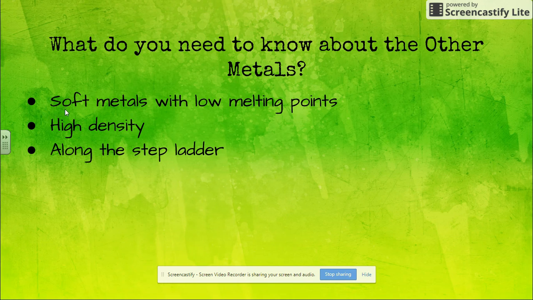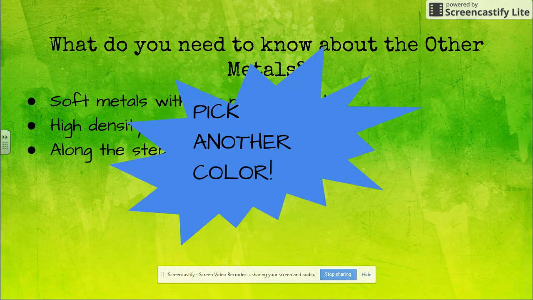So, like I was saying, other metals have low melting points, a high density, and they can be found kind of along that step ladder. So pause the video, take your notes, and pick another color!